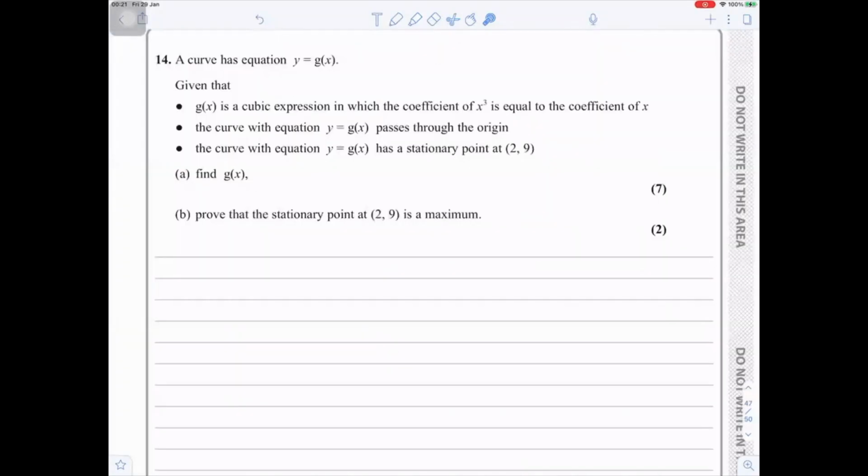A curve has equation y equals g of x. Given that g of x is a cubic expression in which the coefficient of x cubed is equal to the coefficient of x, the curve with equation y equals g of x passes through the origin. The curve with equation y equals g of x has a stationary point at (2, 9). Find g of x.